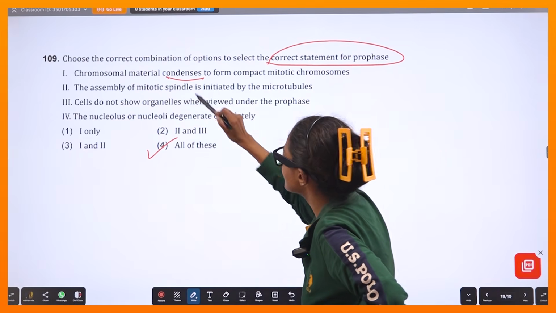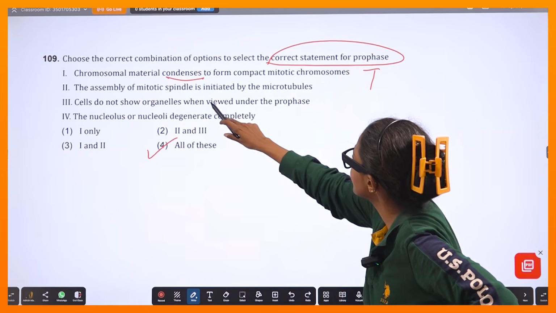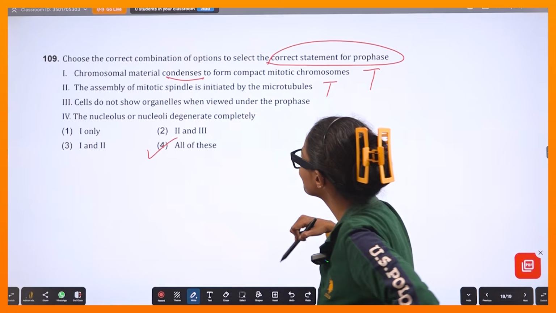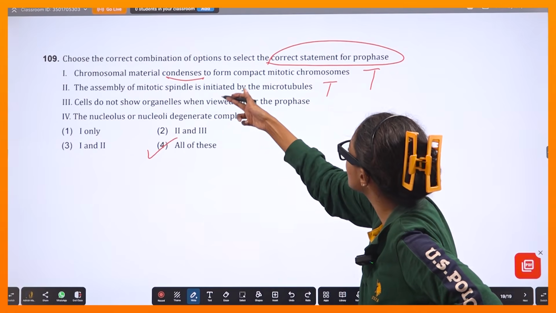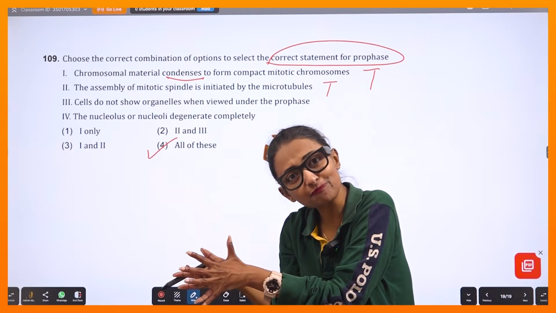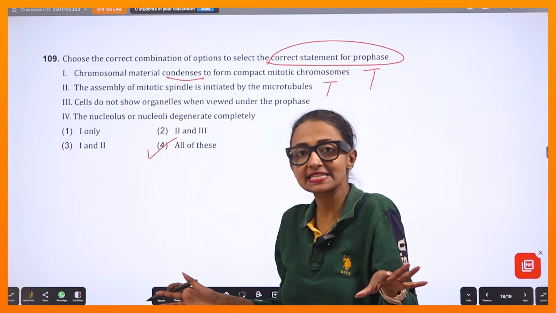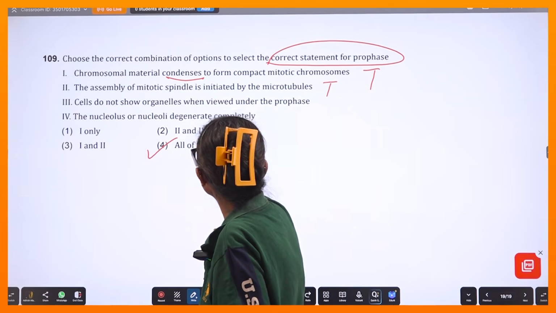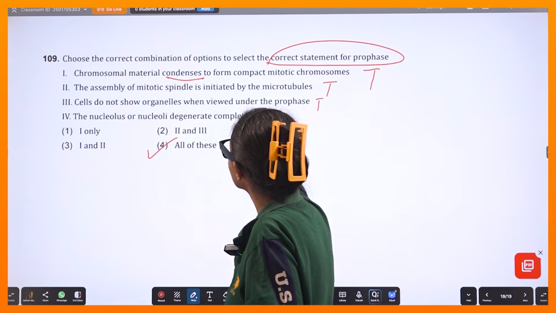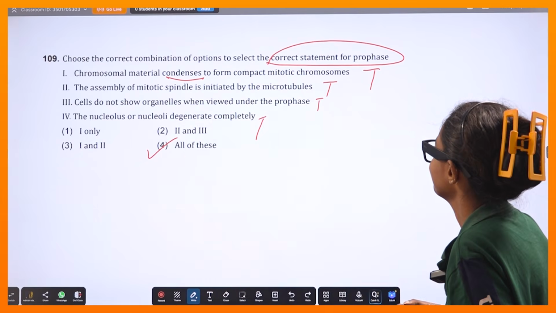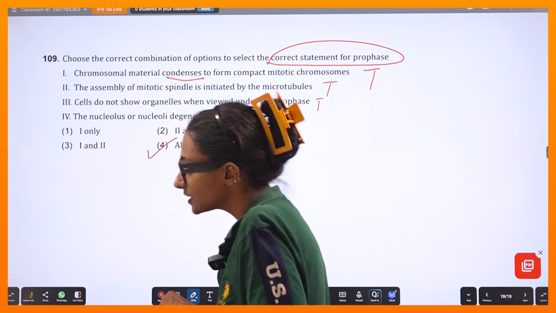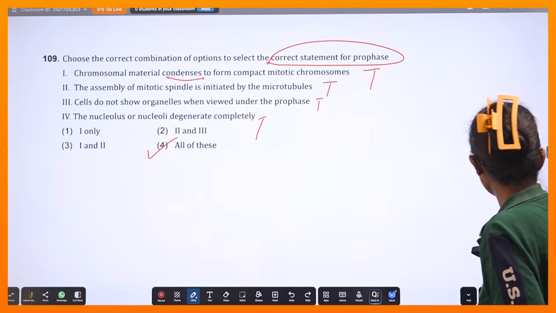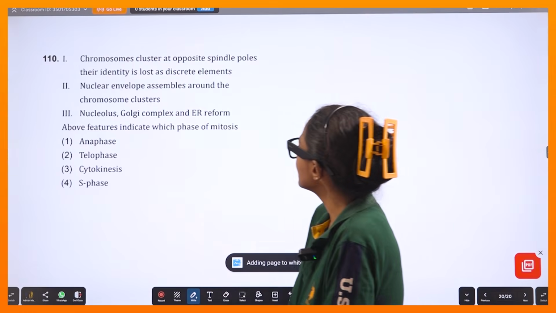So condensation, of course, this is true. Assembly of the spindle fibers begin to appear, so this is also true. Cells do not show other organelles. By the end of prophase, all other organelles will disappear: endoplasmic reticulum, nucleolus, nuclear membrane and everything. Yeah, that is what they say. So all are correct, no? Yes. Okay, so I'll go with all of these. All right. Now, let's start with the next one.